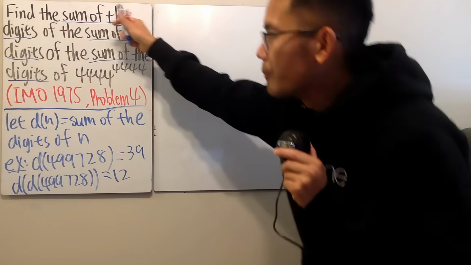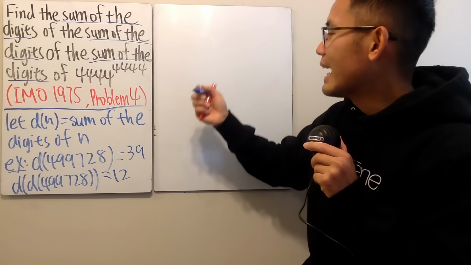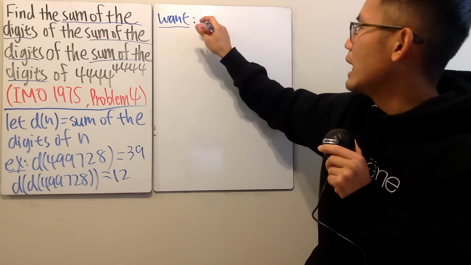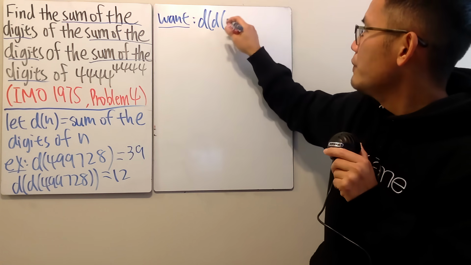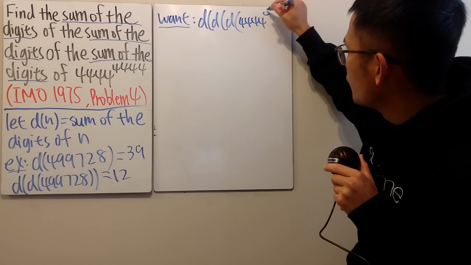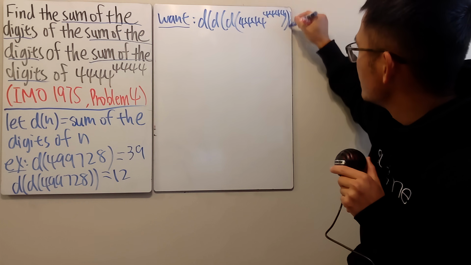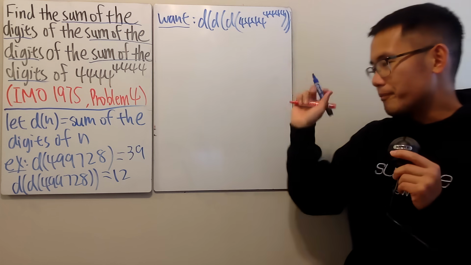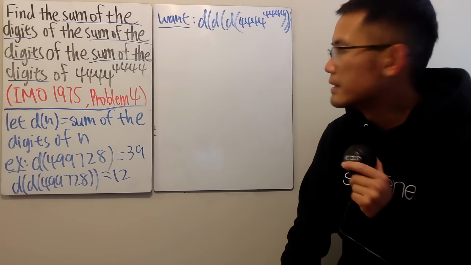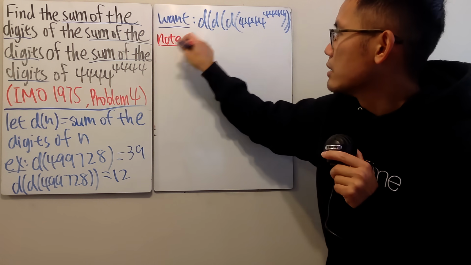All right, so going back to the question, you see we have 3 digit sums that we have to do, meaning that this is what we want. For this question, we want the digit sum of the digit sum of the digit sum of the number 4444 to the 4444 power, like this. So 1, 2, 3. Sorry about my parentheses. All right, so this is what we want. Now I'm going to give you guys some of the details right here, and these are the things that we'll be using later on along the way.